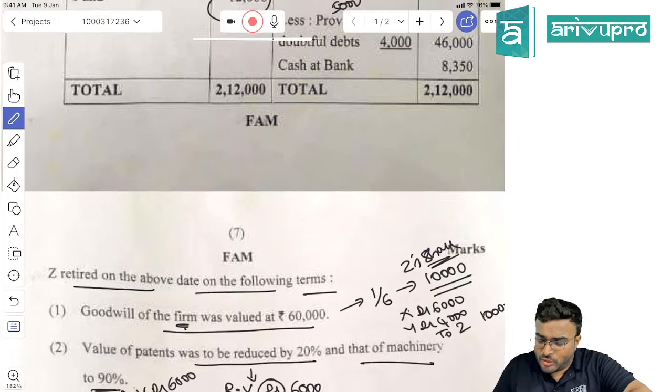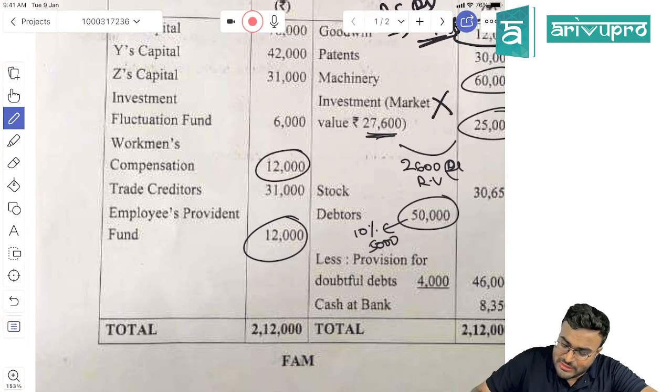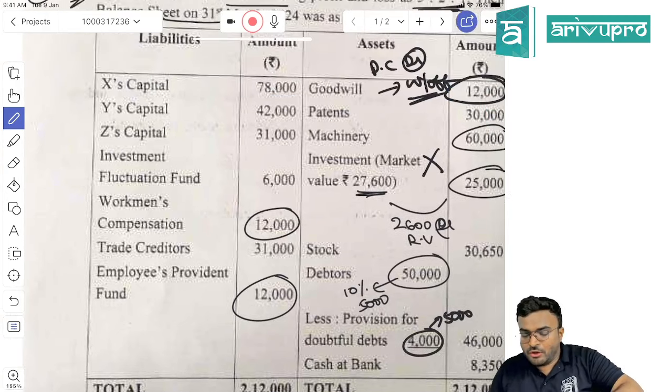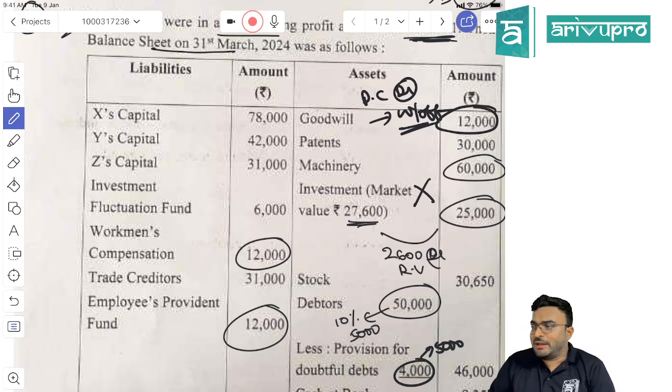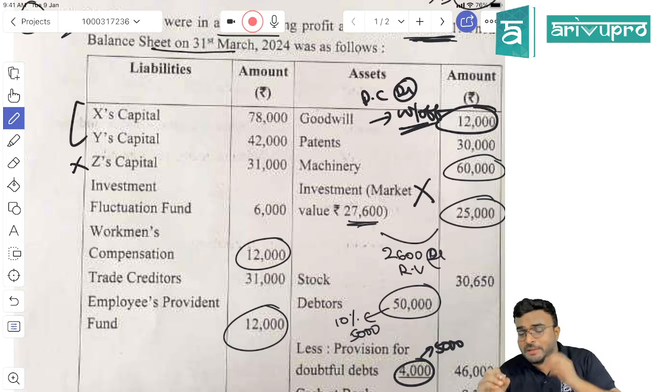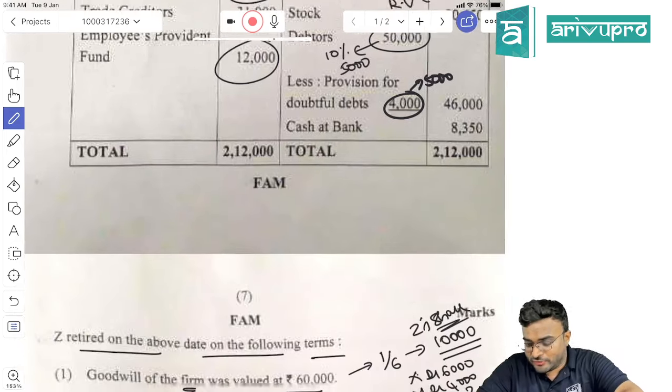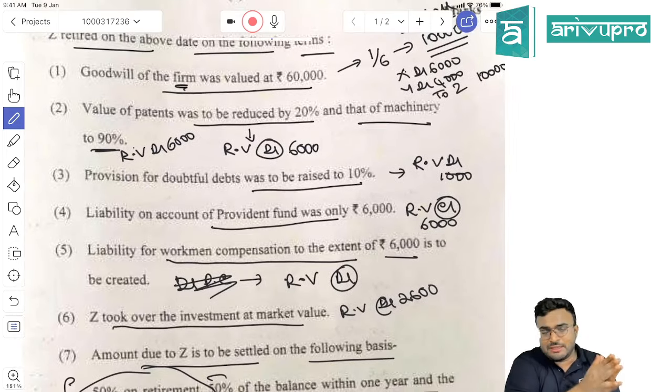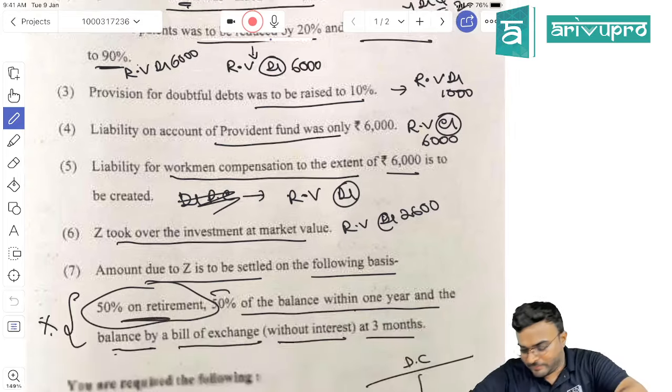Other things, whatever revaluation we have discussed, this is increased to 5,000. Rest of the things are as they are in the balance sheet. Partners capital will obviously change. Z will not be there. Z's loan and bills payable will be there. This is your analysis of this particular question. Another easy, manageable 10 marks in the exam.